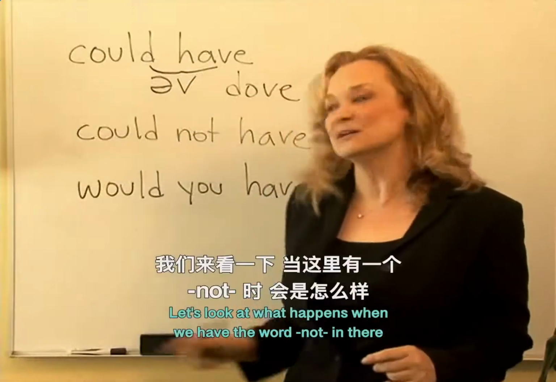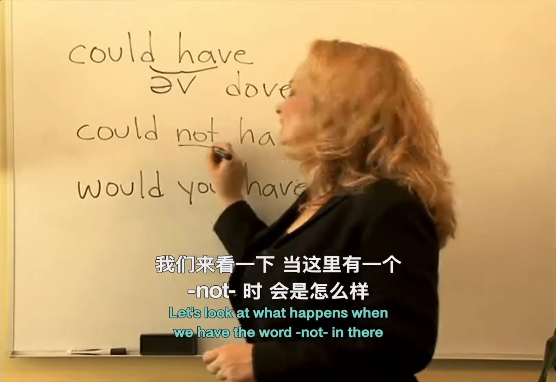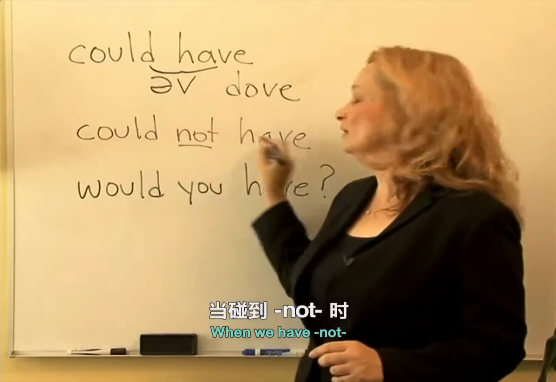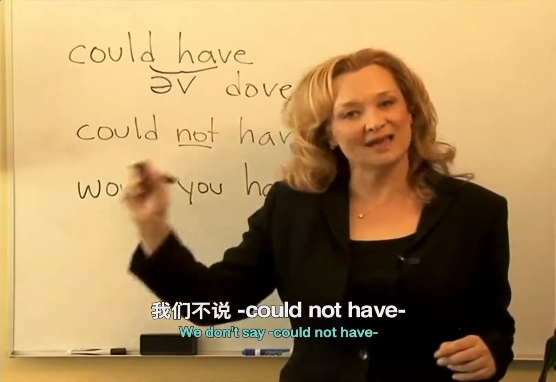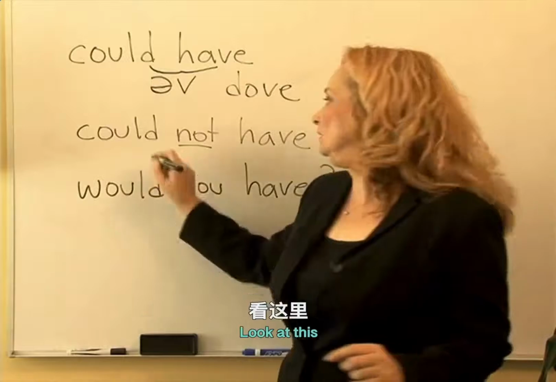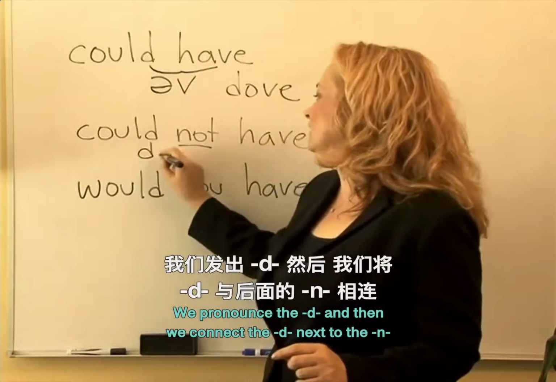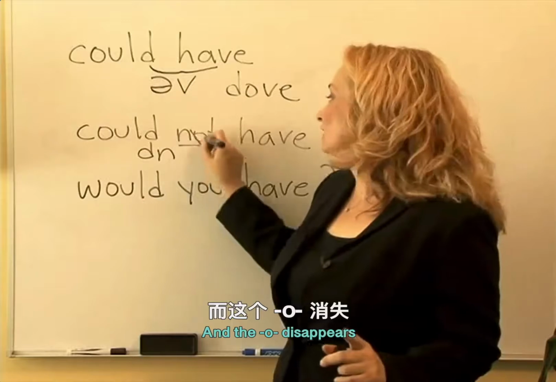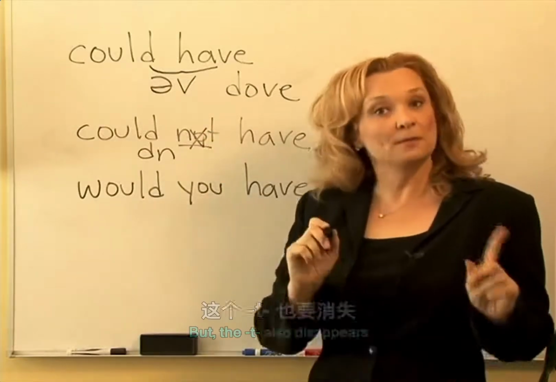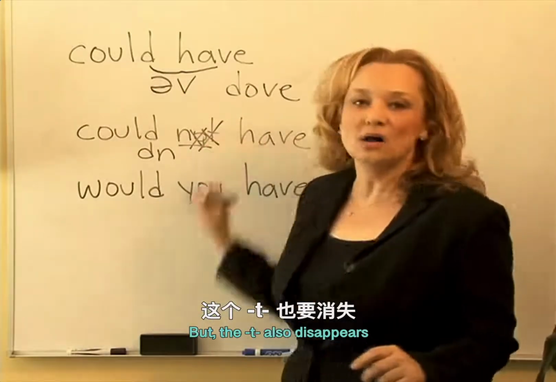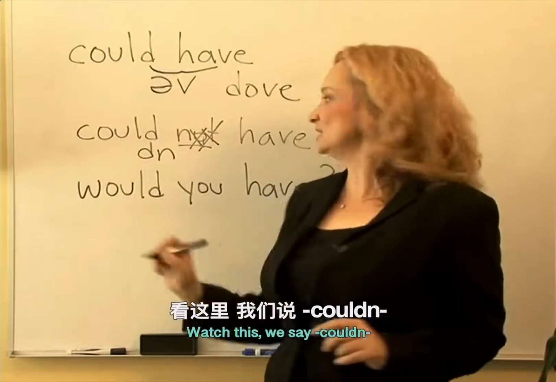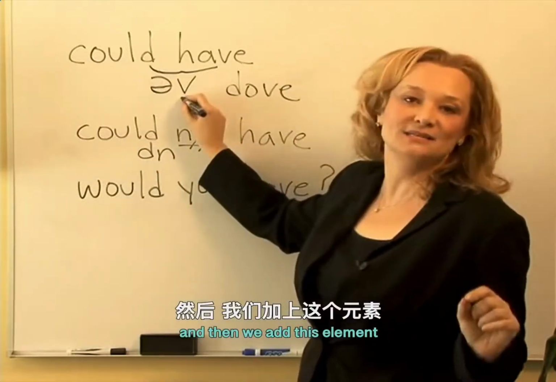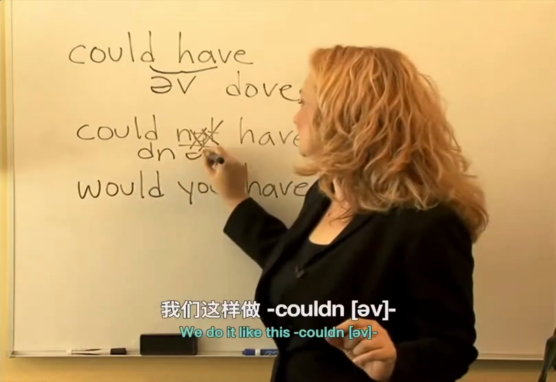Let's look at what happens when we have the word not in there. It gets even more difficult. When we have not, we don't say could not have. Look at this. We pronounce the D and then we connect the D next to the N, and then the O disappears, but the T also disappears. Watch this. We say couldn't, and then we add this element. We do it like this.